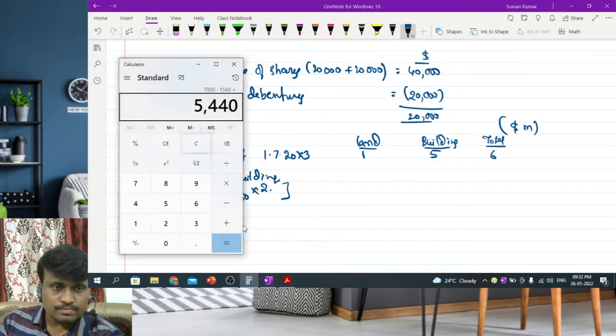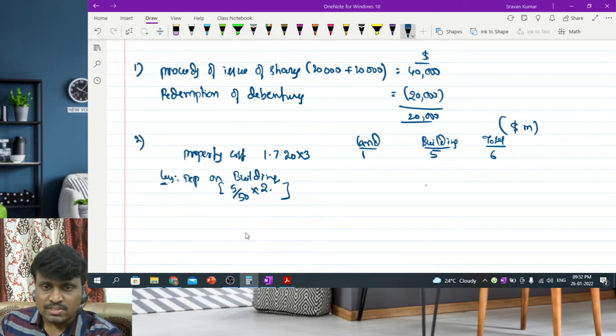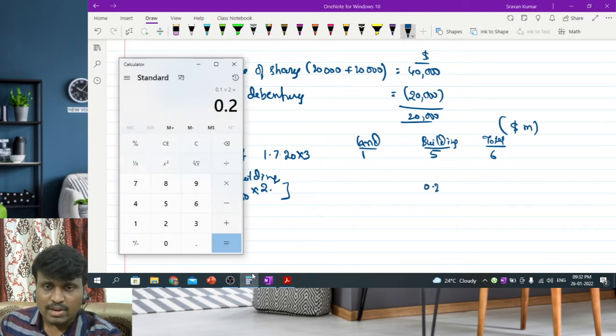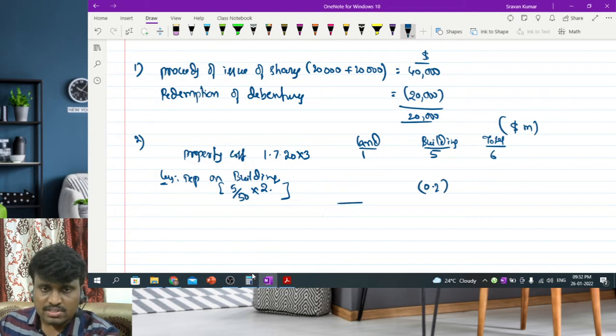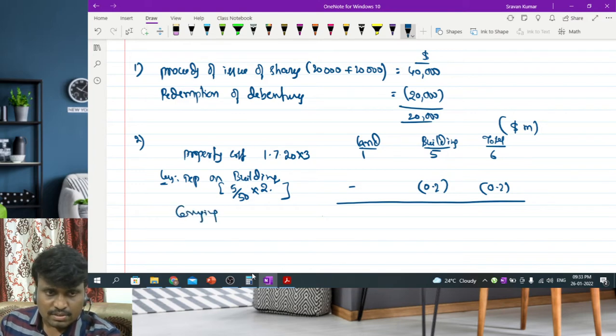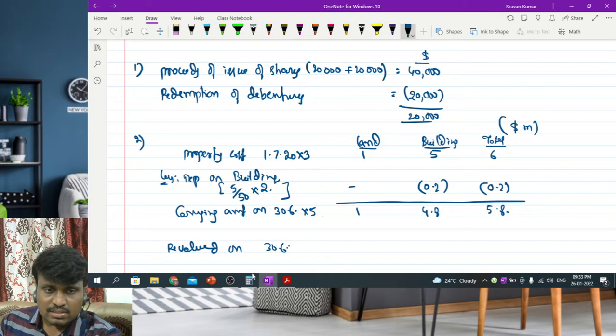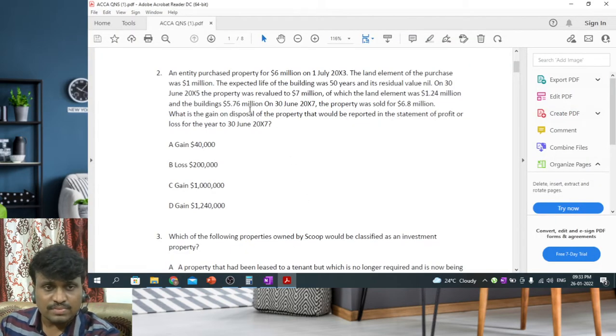So 5 by 50 into 2. So we need to consider point 2. Then what is the carrying amount on 30th June 20X5? Here it is maybe 4.8. The total is 5.8. In that case, the value of the asset is revalued on 30th June 20X5. What is the revalued amount? $7 million: 1.24 and 5.76.